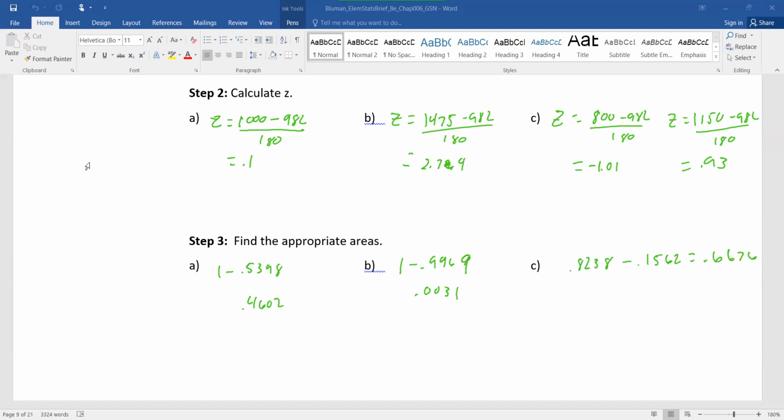Yep, perfect. So any questions on basically doing the same math? We're just applying it to a word problem with mortgages. And in correlation here, that just means that you have a 46% chance of finding something that's more than 1,000. You have a 0.3% chance of finding something that's more than 1475. And here you have a 66.76% chance of finding something between 800 and 1150. Back in 2008, that's what I'm going to go with.